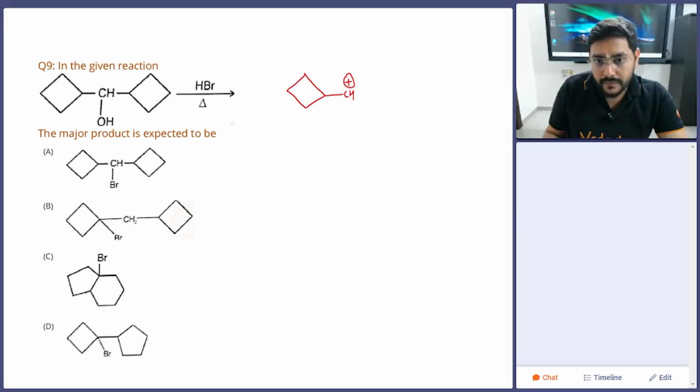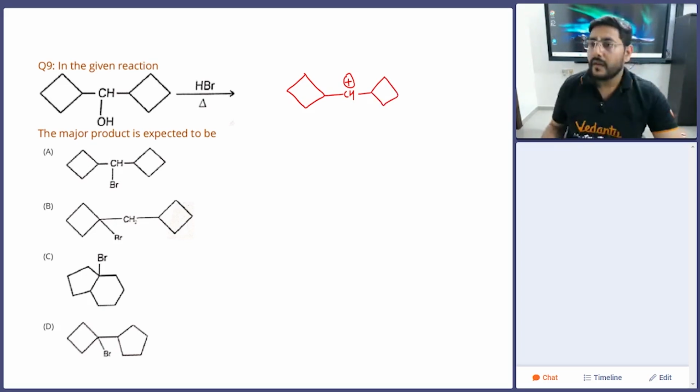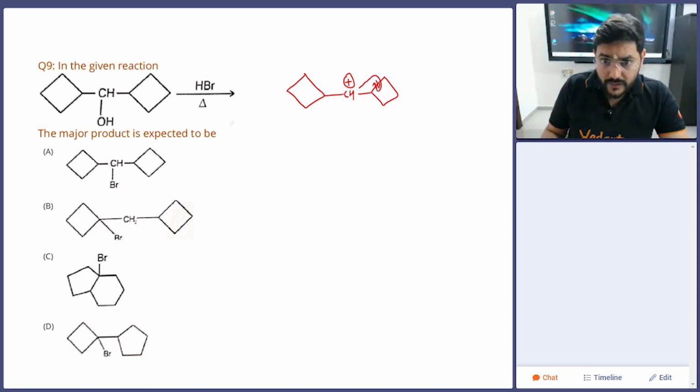Now this is positive, and this is cyclobutane. Here ring expansion is going to take place. From here electron density is transferred and this carbon forms a bond with this CH. So can I say that here we get a 5-membered ring?